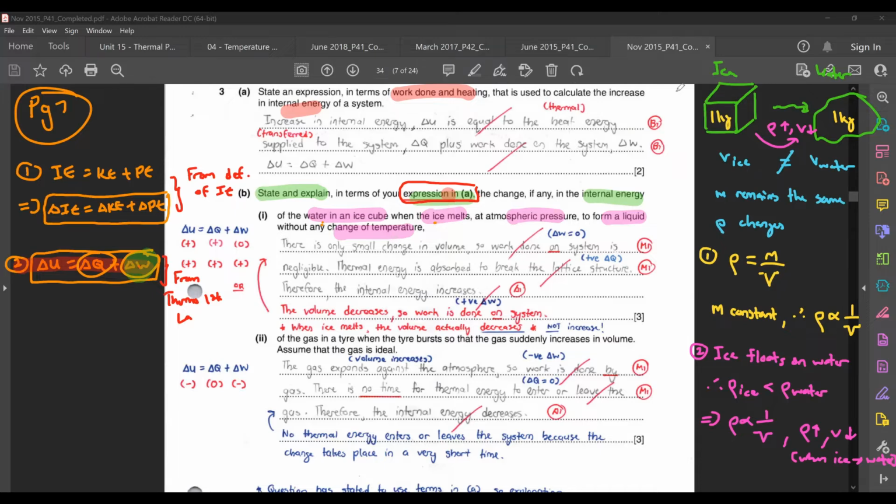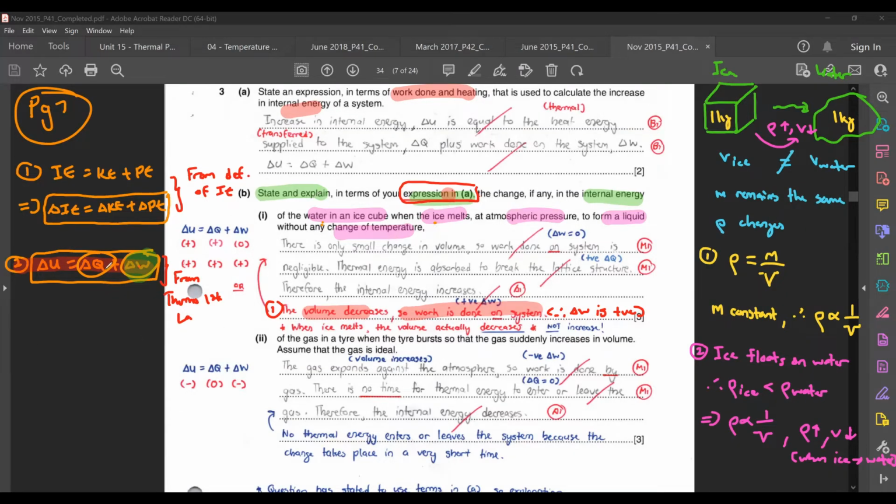The first thing you could have probably said is this: when ice melts to water, the volume decreases, so work done is on the system. Okay, so work is done on the system. This one, let's just say, is number one first. Okay, the volume decreases, so work is done on the system. Delta W is positive.